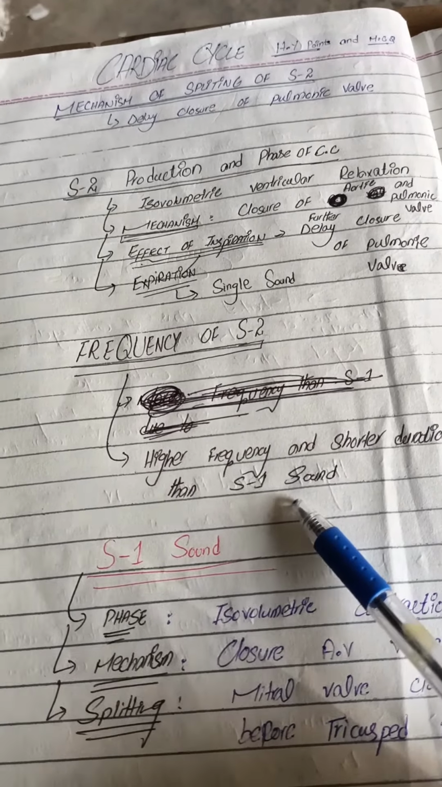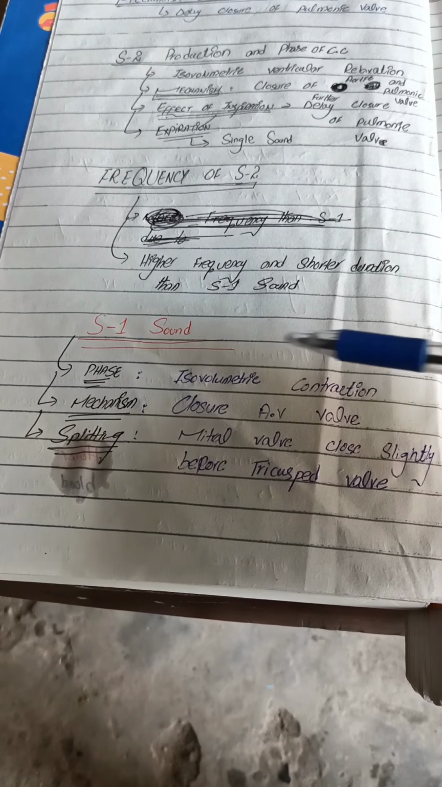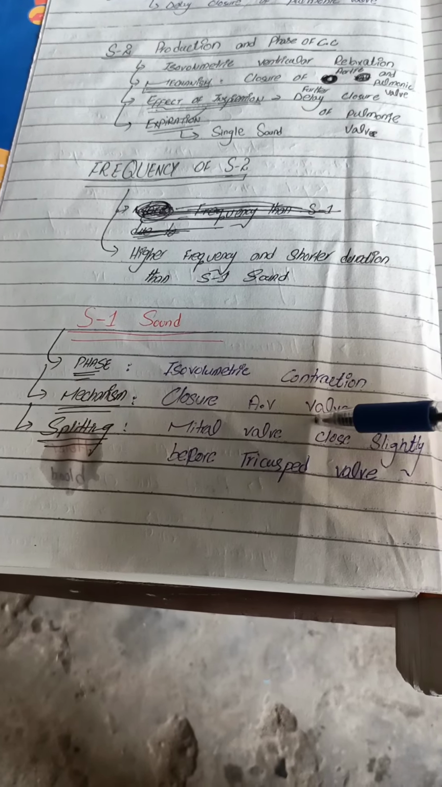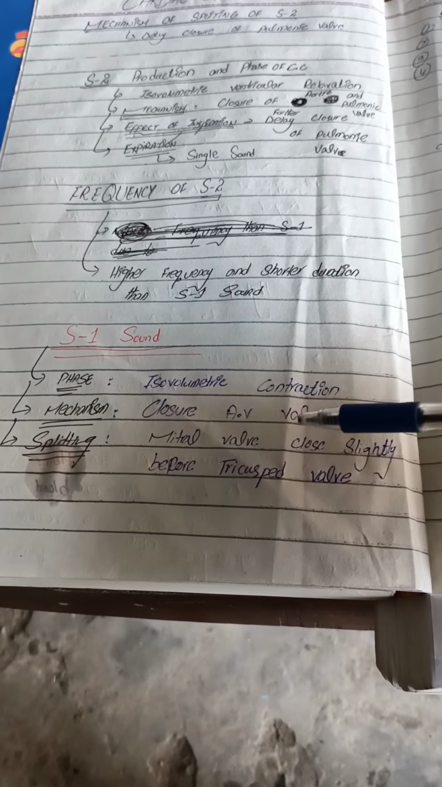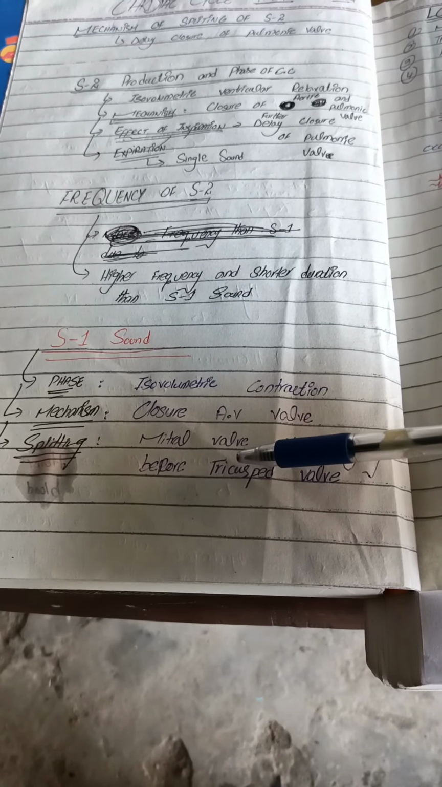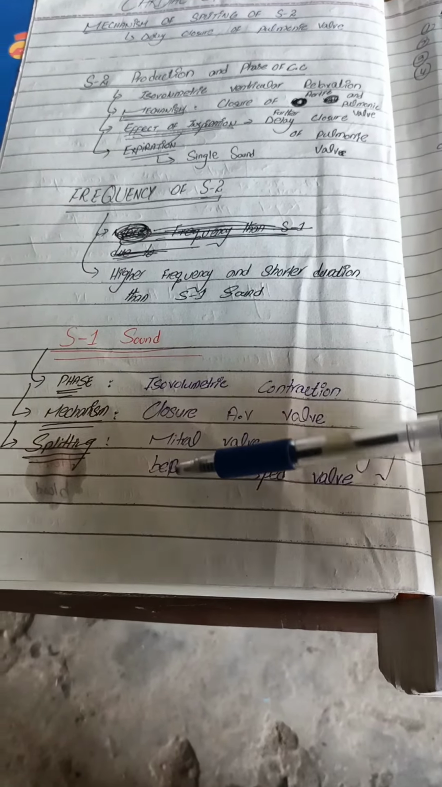And the fourth MCQ is about the S1 sound. Basically, the S1 is produced in the isovolumetric contraction phase of the ventricle, mechanism: closure of the atrioventricular valves, which are the mitral and tricuspid valves. Basically, the mitral valve closes slightly before the tricuspid valve, and this leads to the splitting of the first heart sound.